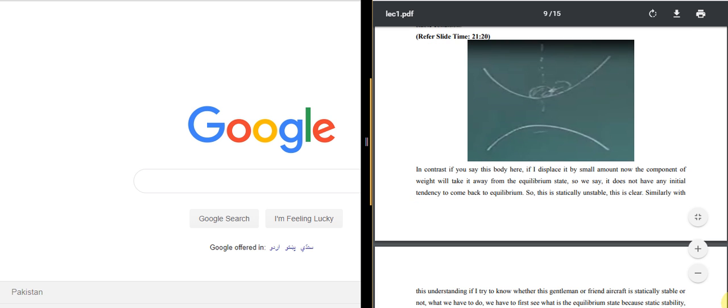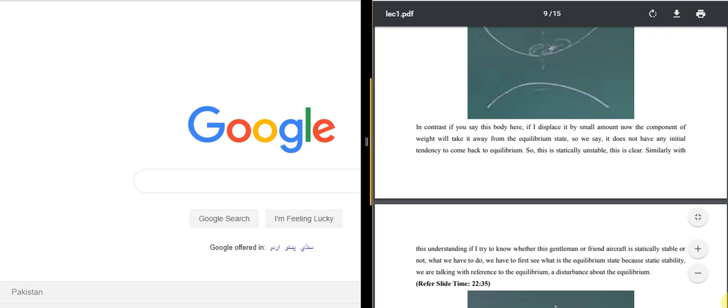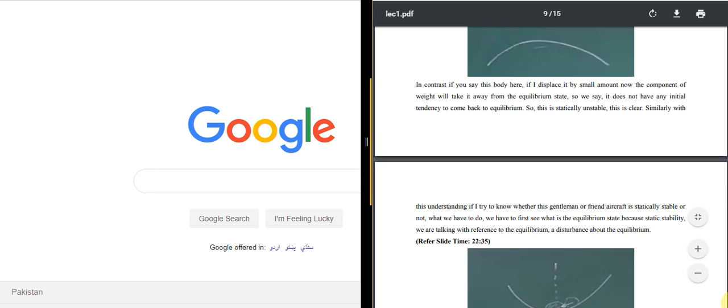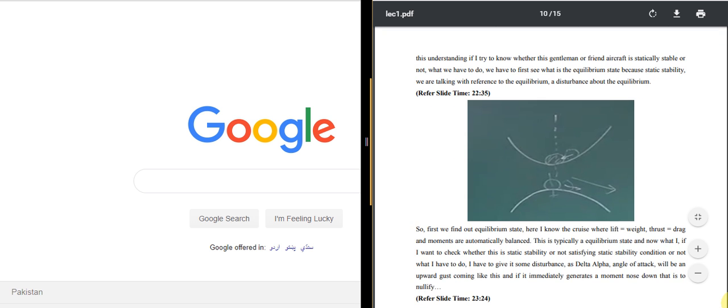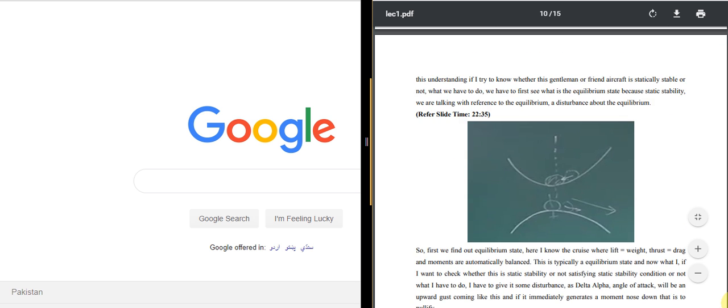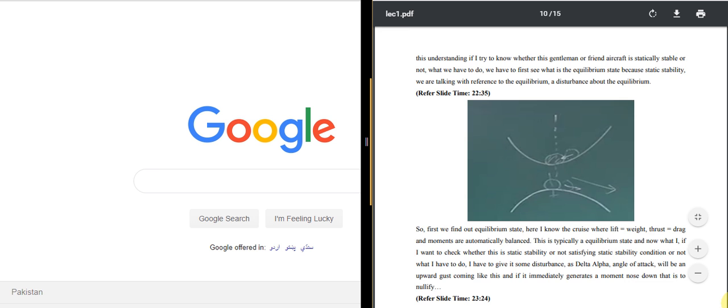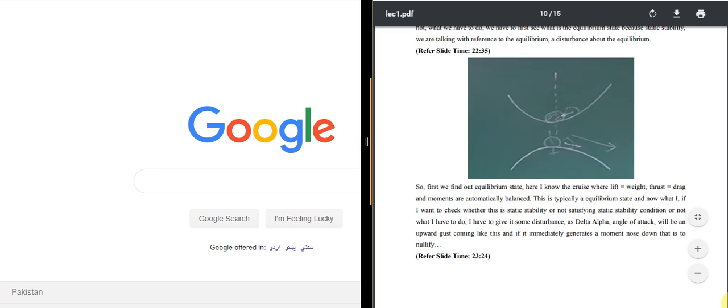Similarly, with this understanding, if I try to know whether the aircraft is statically stable or not, we have to first see what the equilibrium state is, because static stability is with reference to the equilibrium, a disturbance about the equilibrium. So first we find out the equilibrium state.